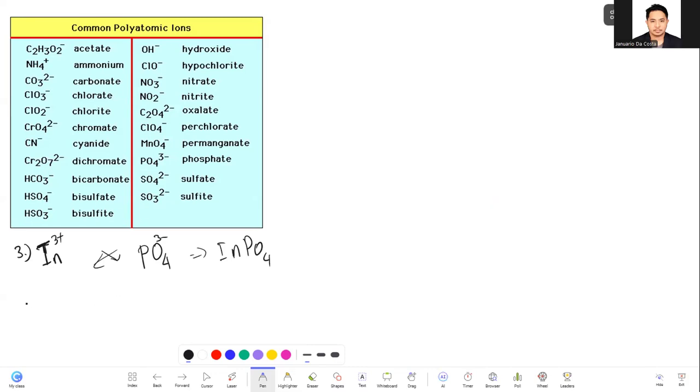All right. What about gallium and perchlorate or gallium oxalate? Okay. What chemical formula will you make here? What chemical formula will we make here?